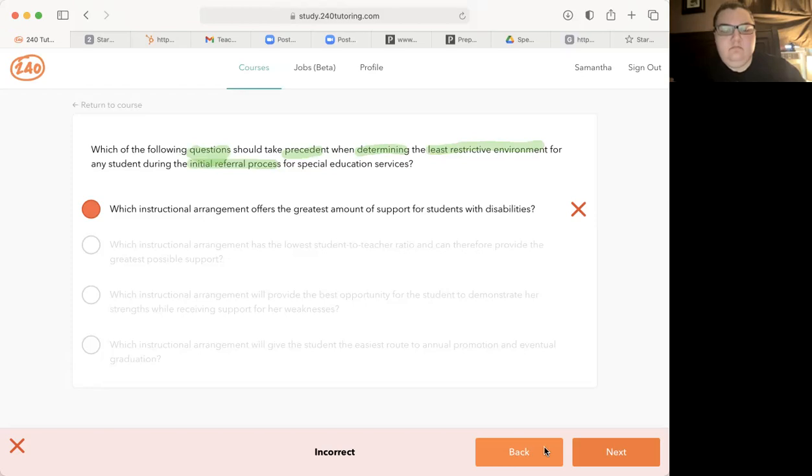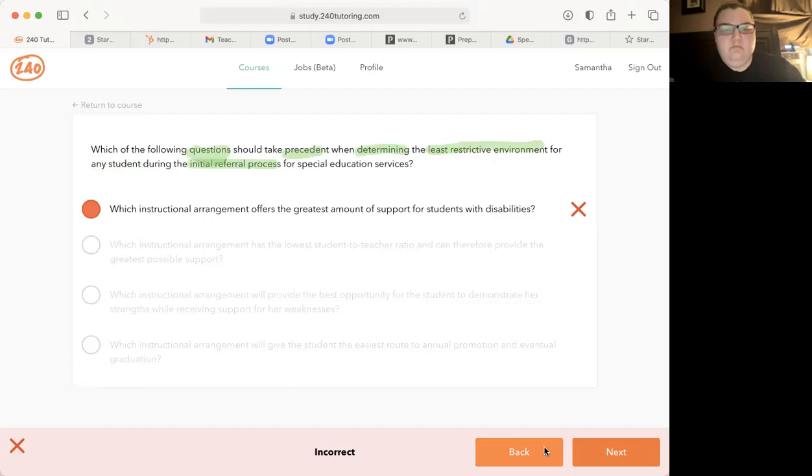We have: which instructional arrangement offers the greatest amount of support for the student with disabilities? That might be something we would want to consider. Don't eliminate that yet. And remember, many times they give you more than one appropriate response. One is more appropriate than another based on the words or phrases that they use in the scenario or the question. So they're tricky in that way because they give you more than one appropriate thing you could do, but one is better than the other based on what they say.